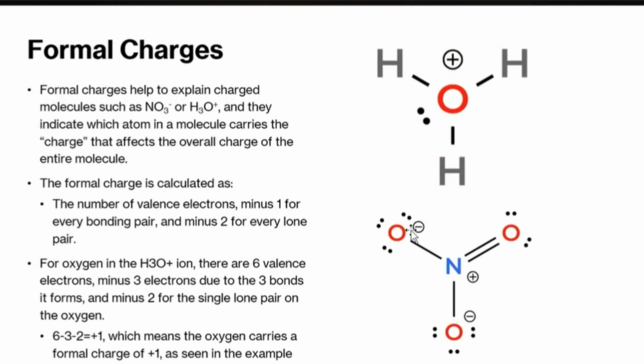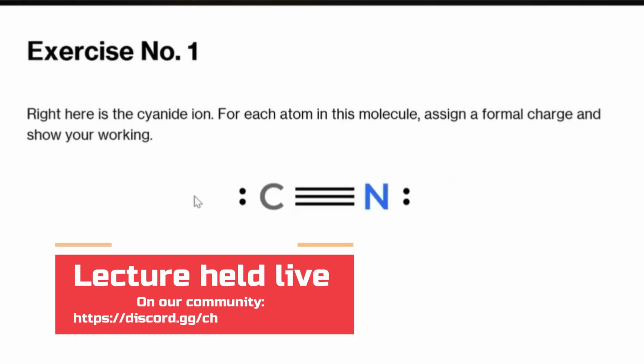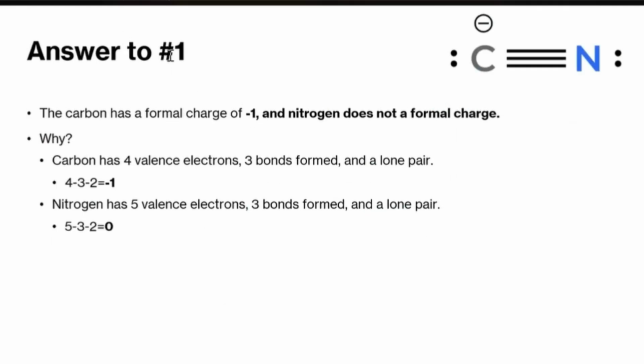That will give these 2 oxygens a minus 1 formal charge. Now, here's the first exercise for y'all. Right here's the cyanide ion, and for each atom in this molecule, try assigning a formal charge and show your working. So right here, the answer to exercise number 1.